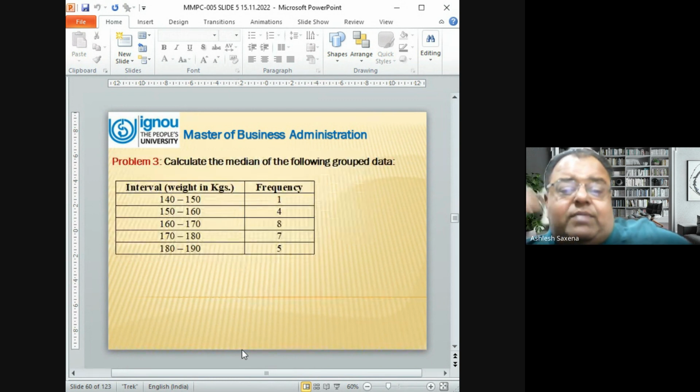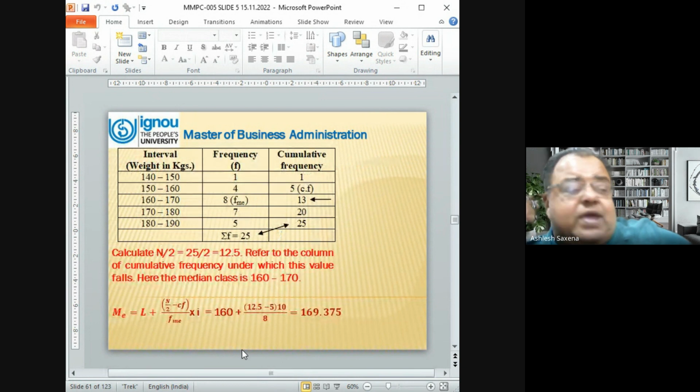Now we have to calculate the median. For the median, you have to calculate the cumulative frequency. So I am again repeating how cumulative frequency is calculated. This data was given to you. For calculating cumulative frequency, you write the cumulative frequency 1 in front of this one. Straight away add this 4 to it. Write 5 over here. 5 plus 8, 13. 13 plus 7, 20. 20 plus 5, 25. This number and this number have to be the same.